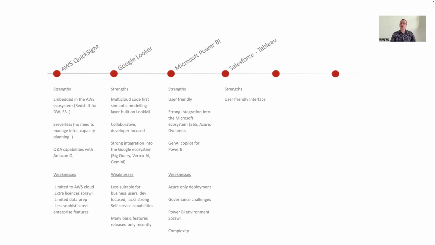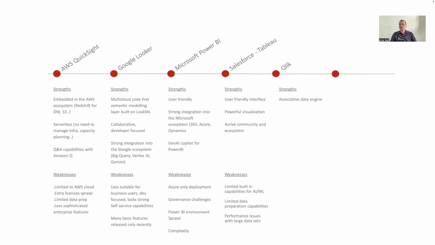Salesforce Tableau. So the strengths are user-friendly interface, powerful visualization, active community, and ecosystem. But again, it's limited in terms of capabilities for AI ML, limited data preparation capabilities, and then performance issues with large data sets. So this is good for small and mid-sized businesses, but usually when you go enterprise, Tableau is really not the right fit as a BI solution.